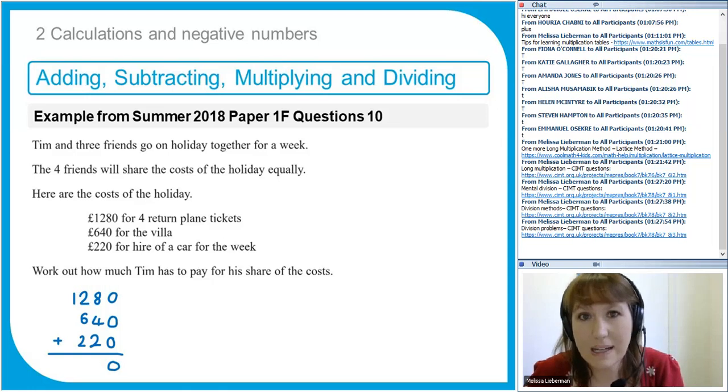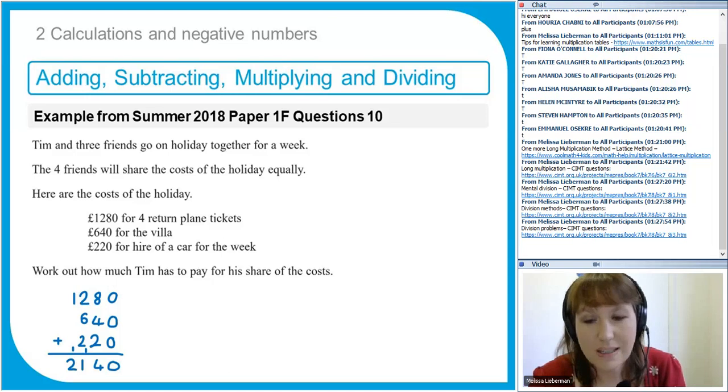Then we've got 8 plus 4 plus 2. 8 plus 2 is 10 plus 4 is 14. Write down 4, carry 1. Then we've got 6 plus 2 plus 2 is 10. Plus 1 is 11. So 1, carry 1. And then 1 plus 1 is 2. So the total cost is 2,140.